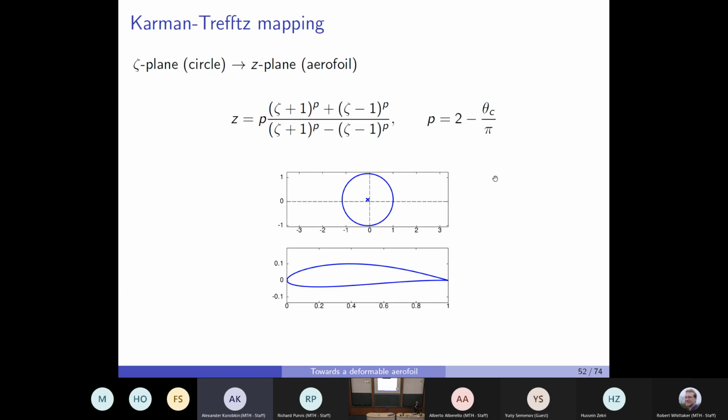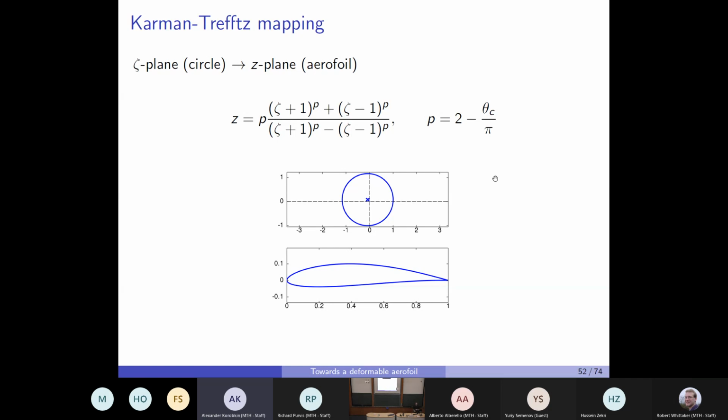So you can solve this problem using a mapping that Adam found that I've not heard of before, called the Karman-Trefftz mapping, and that takes the unit circle in the complex plane into an aerofoil type shape, as you can see at the bottom, with a prescribed angle, prescribed through this parameter, little p. Little p here, nothing to do with pressure. It's this Karman-Trefftz parameter, and you can see theta c in there, the angle that I want to prescribe at the trailing edge.